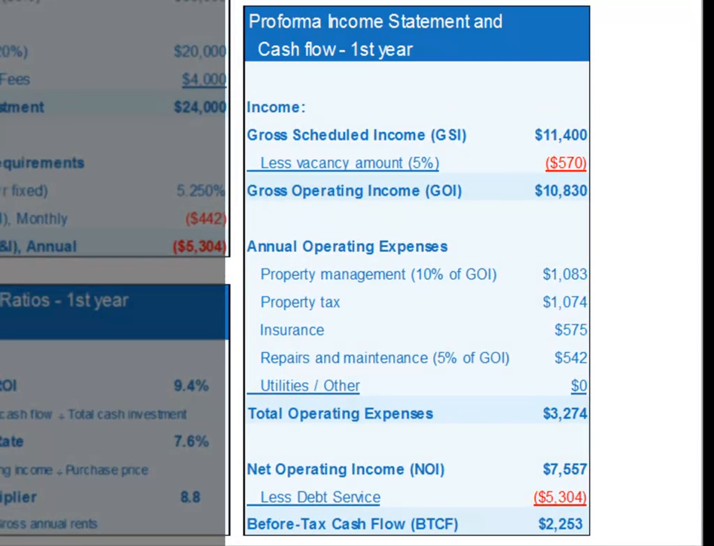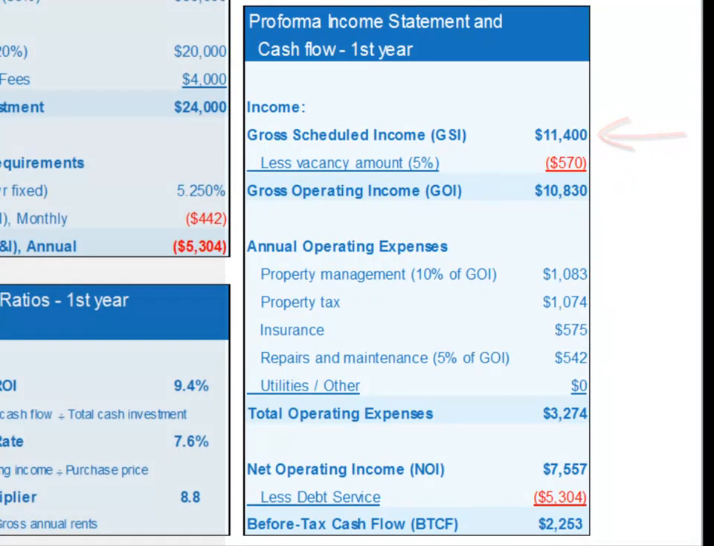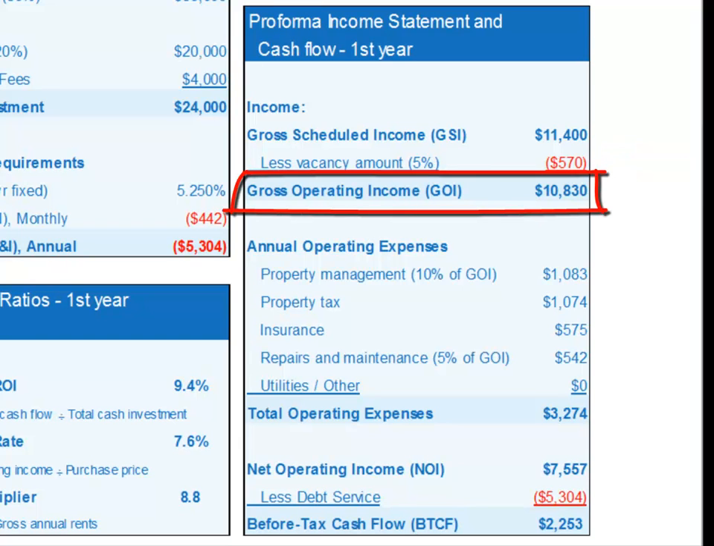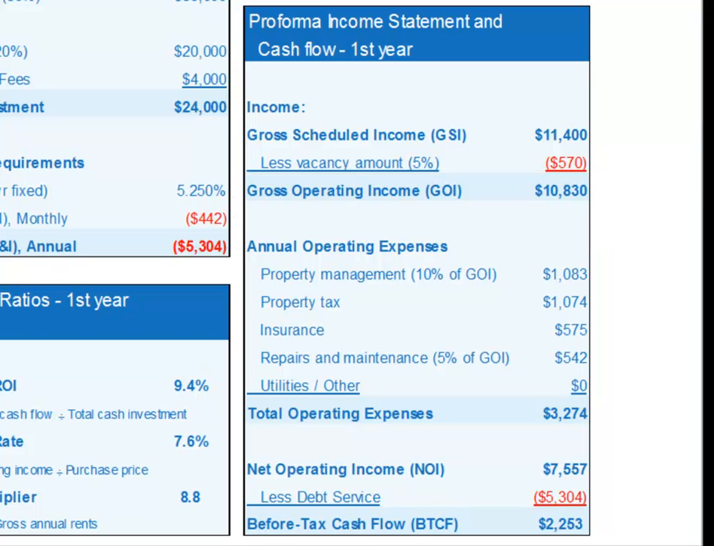Well, we've done it. We've created our income statement by accurately determining our rental income. We then applied a vacancy factor to determine the income we can actually depend on, creating our gross operating income. We then analyzed our expenses, accounting for property management and insurance. We also called the county to determine what our property taxes would be as an investor.